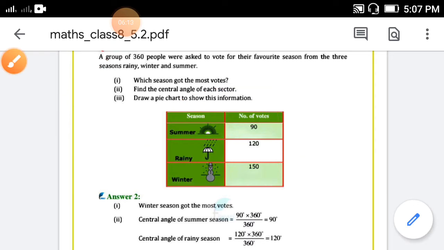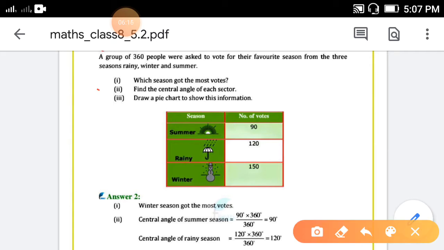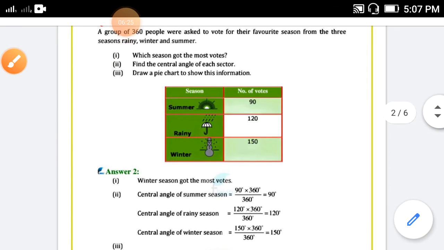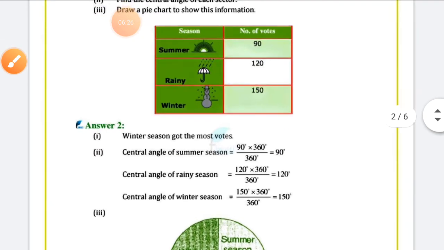So what is the question? Which season got the most votes? Maximum is 150. So it's easy, it's the winter season. Then the central angle for each sector. You have to find out the central angle.